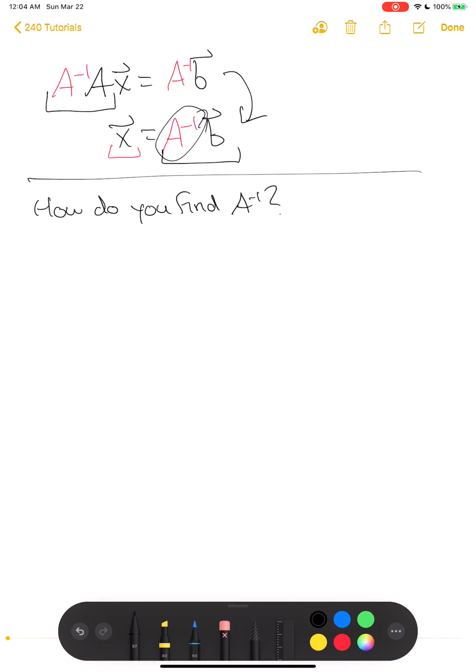So to find A inverse, there's this very specific algorithm. You form an augmented matrix. We've worked with these before. You put A on this side. Then we're going to do something a little funky here. We're going to put the identity matrix itself on the right-hand side.